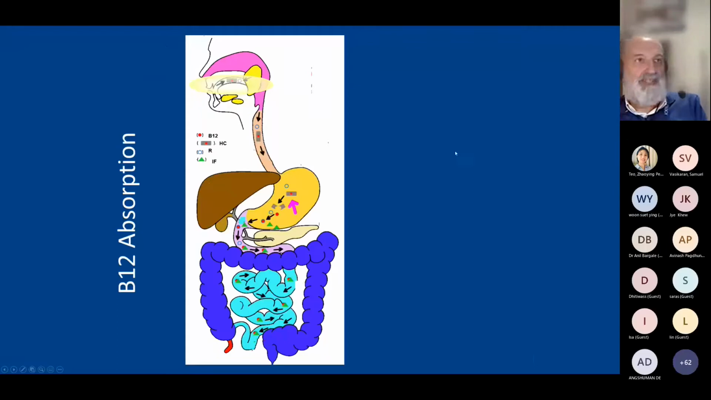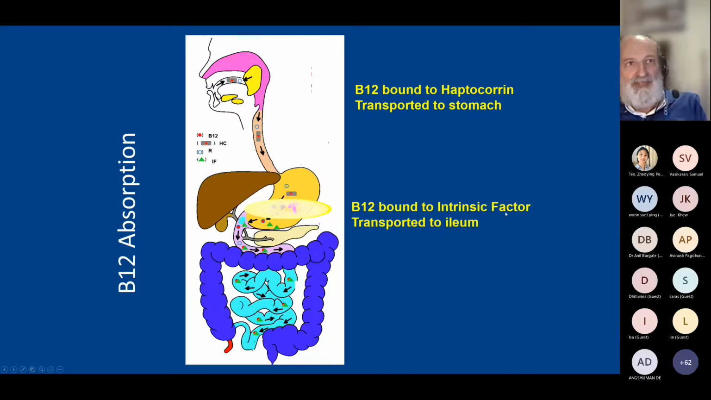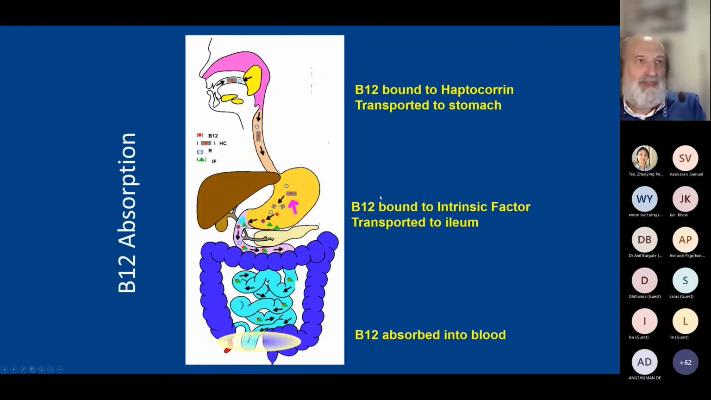An example is in absorption. Haptocorrin is produced by the salivary glands and binds any free B12 so that it isn't digested by the time it gets to the stomach. And then the stomach will pick up any B12 with its binding protein, intrinsic factor, and protect it until it gets to the terminal ileum, and then B12 can be absorbed. So you can see B12 is chaperoned right through the gastrointestinal tract, not just by intrinsic factor.